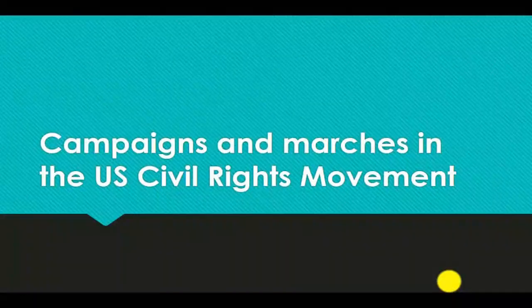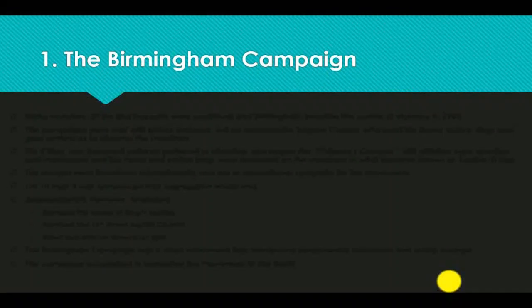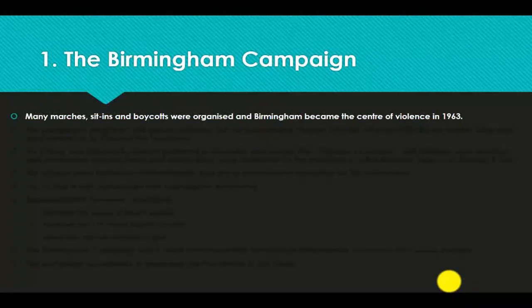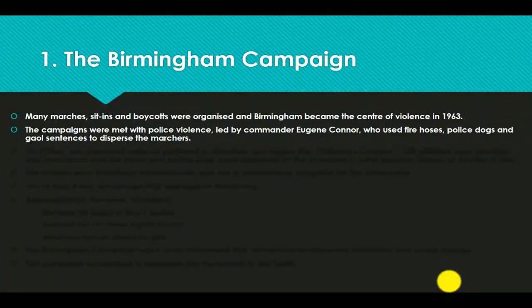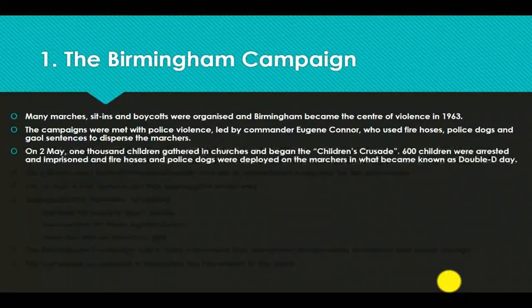So, there were various campaigns and marches that occurred in the U.S. civil rights movement, and one of these that we're going to be looking at is the Birmingham Campaign. There were many marches, sit-ins and boycotts that were organized in Birmingham, which became the center of violence in 1963. And the campaigns were met with police violence, which was led by Commander Eugene Connor, who used fire hoses, police dogs, and jail sentences to disperse the marchers.